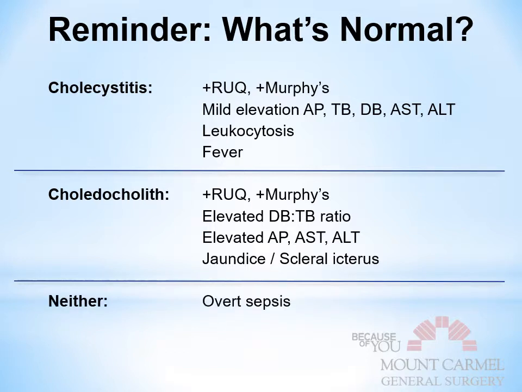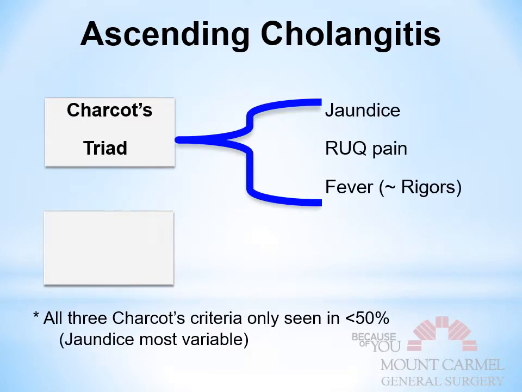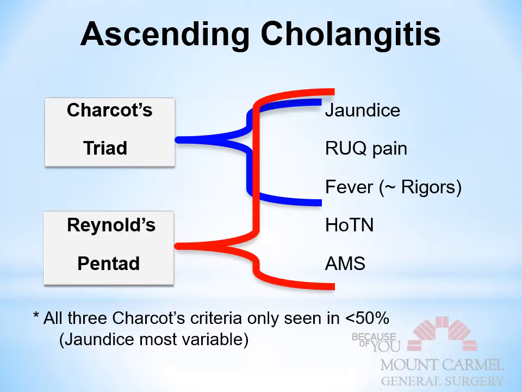But here's the important part: in neither of these simple cases do you get overt sepsis, rigors, or hypotension. I say that because if you do have those, you may recognize those things together are Charcot's triad. Okay, so jaundice, right upper quadrant pain, and rigors together. You get Charcot's triad. Reynolds' pentad is when you add hypotension and altered mental status.